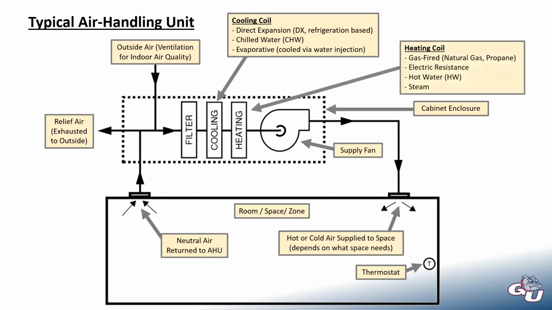And then you have your heating coil, which could be gas-fired, either natural gas or propane. Those are going to be the most common. Electric resistance, hot water, or you could have a steam heating coil. So those are all methods we can use to add heat to our airstream.